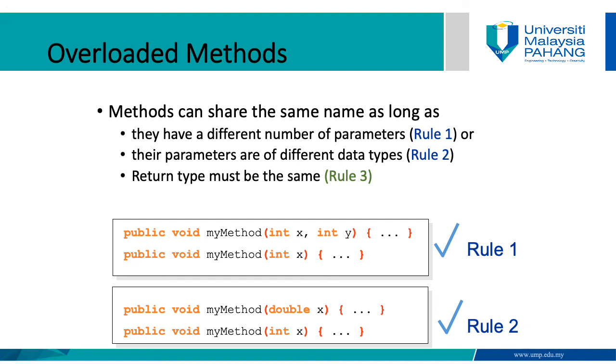And then going to rule number 2, which is that their parameters are of different data types. So in the first example we have public void myMethod double x and public void myMethod integer x. So they have different kinds of data types. The first one is double and the second one is integer. So it is fine to have a similar name, which is myMethod.